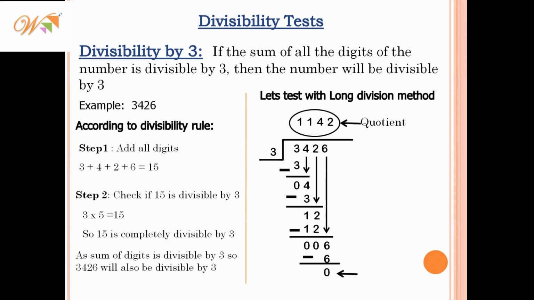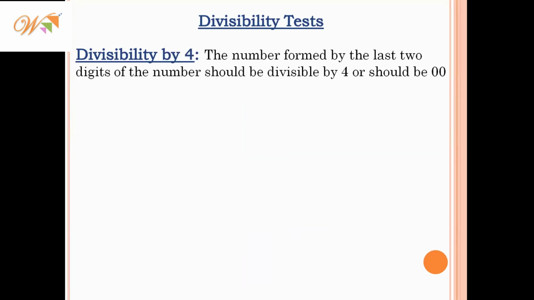That means the divisibility test is correct. So if the sum of the digits of our number is divisible by 3, then the number will also be divisible by 3. That means you will not get any remainder. Now let's see what is the divisibility test of 4.